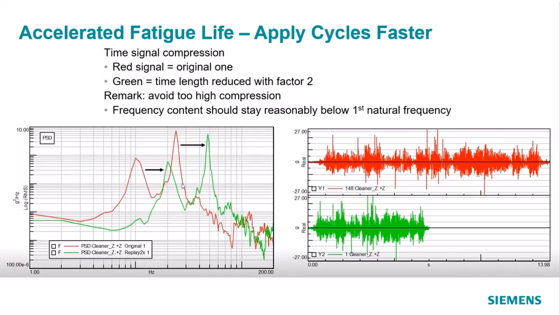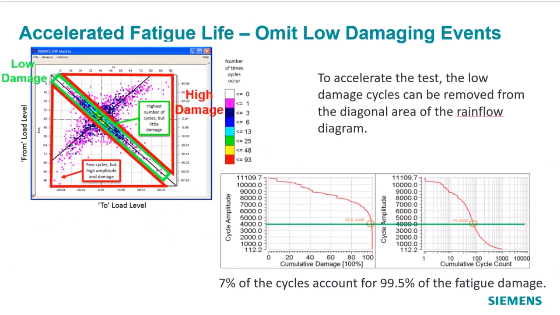With both these methods, increasing the load level and applying cycles faster, there are some downsides in terms of what you can do. There is a more optimal method, which is a way to omit low damaging events. We saw from the rainflow matrix, we have the from and to diagram. And in this rainflow matrix, the points close to the diagonal are actually low damaging because the change from and to is within short amplitudes. That doesn't cause much damage.